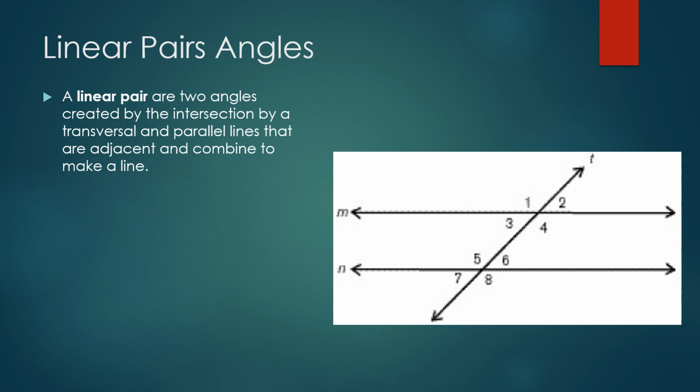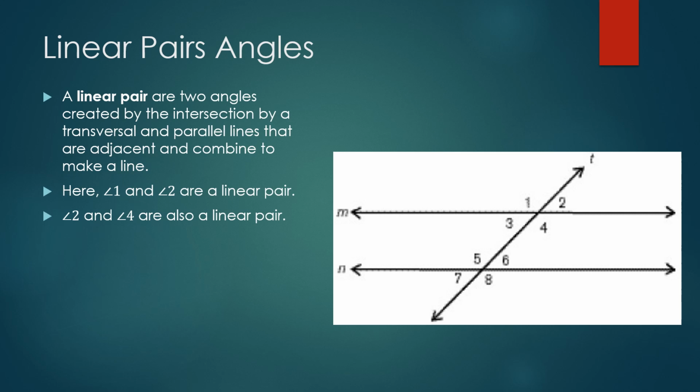Linear pairs. A linear pair is two angles created by the intersection of a transversal and parallel lines that are adjacent and combine to make a line. Here we have angles 1 and 2. So 1 and 2 combine together to make a line. We also can say that the angle measurement of linear pairs is 180 degrees.